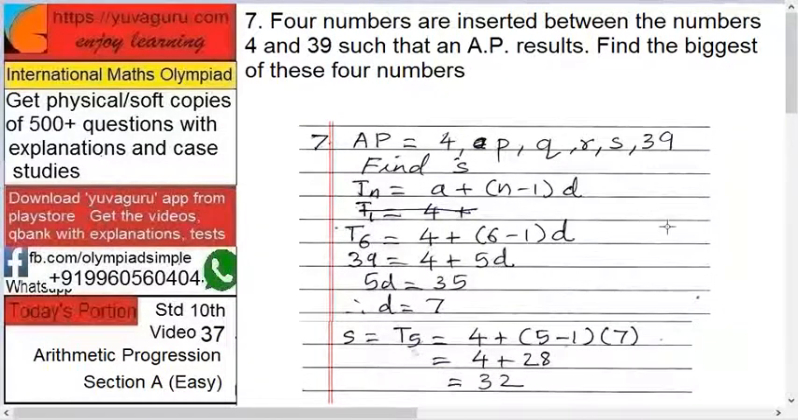Can you find what the other numbers are? 4 plus 7, 11, 11 plus 7, 18, 18 plus 7, 25, 25 then 32, then 39.